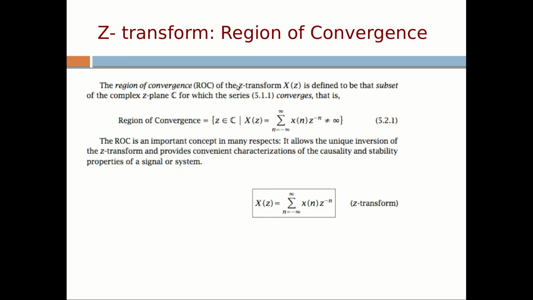ROC, or region of convergence, of a Z transform is defined to be the subset of values of z for which the series converges. The series, in the sense the summation of x of n into z power minus n, becomes a finite number and does not become infinity. It's very important to know the ROC of a given Z transform, as it helps us to uniquely determine the inverse of a Z transform. Also, we can characterize the causality and stability properties of a system. Let's see these as we go on.